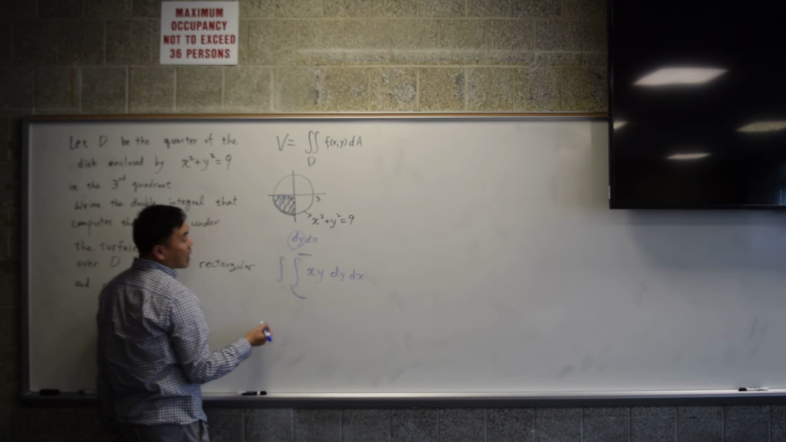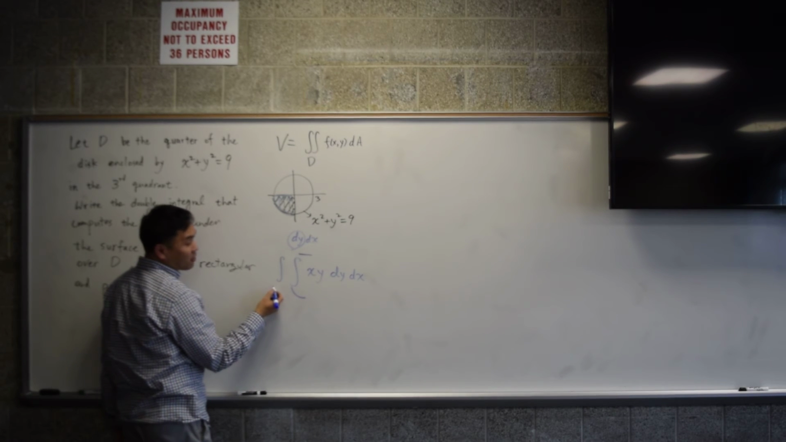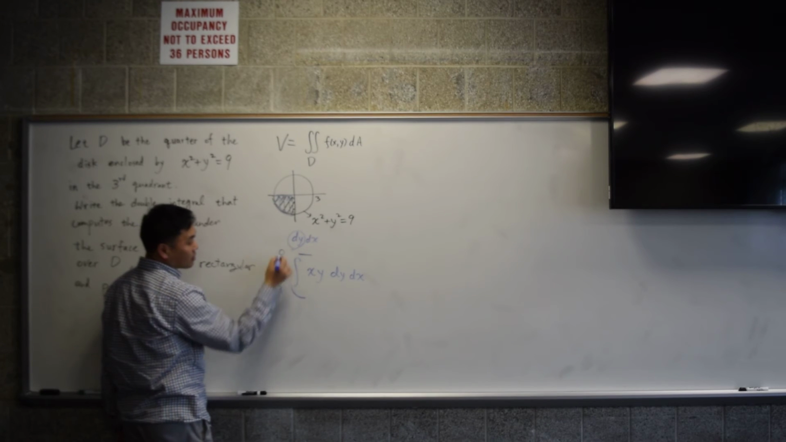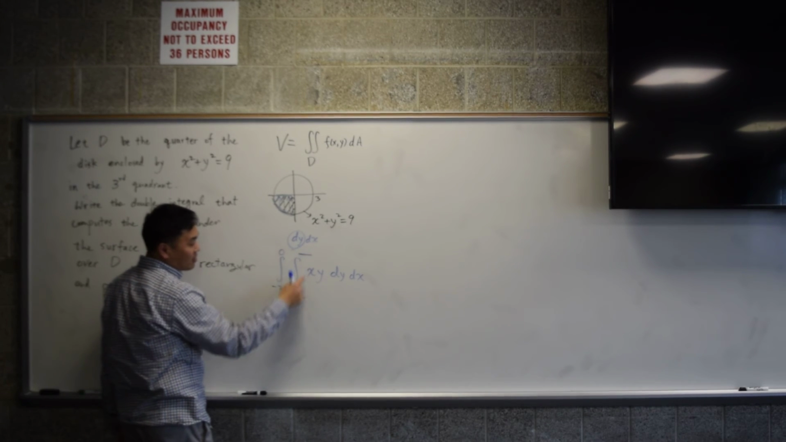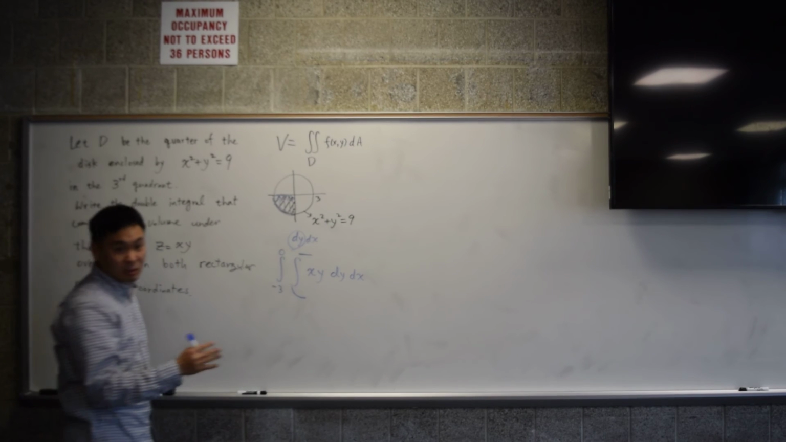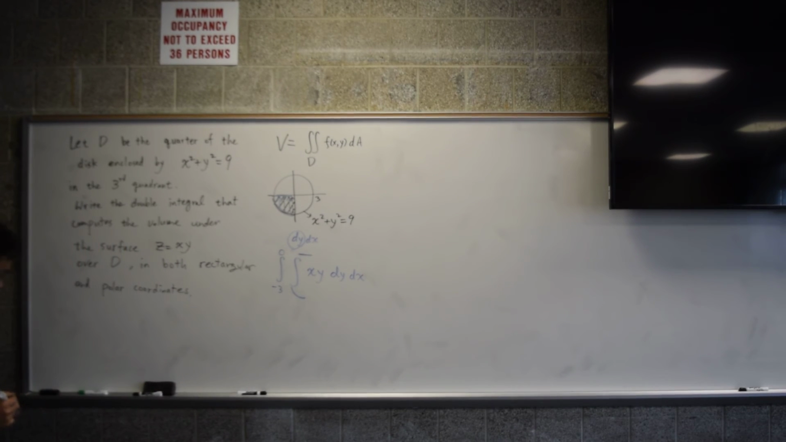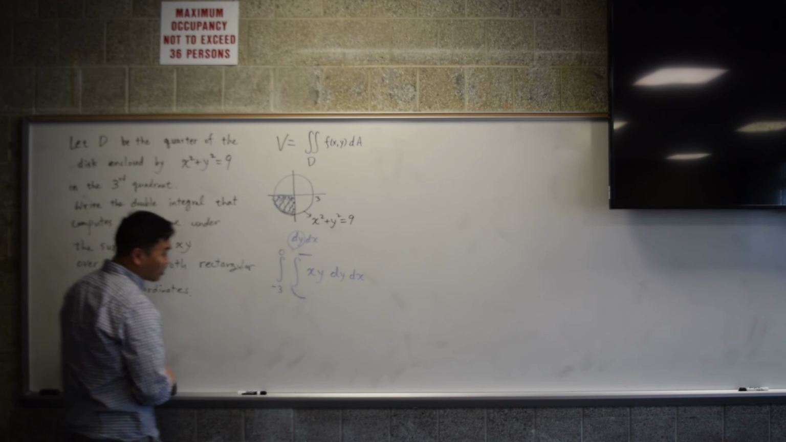Okay? And then how about dx? What's the minimum value of x? Negative 3. And maximum? 0. Okay. So as soon as we figure these bounds, then we are done, right? And actually, one of them is easy.